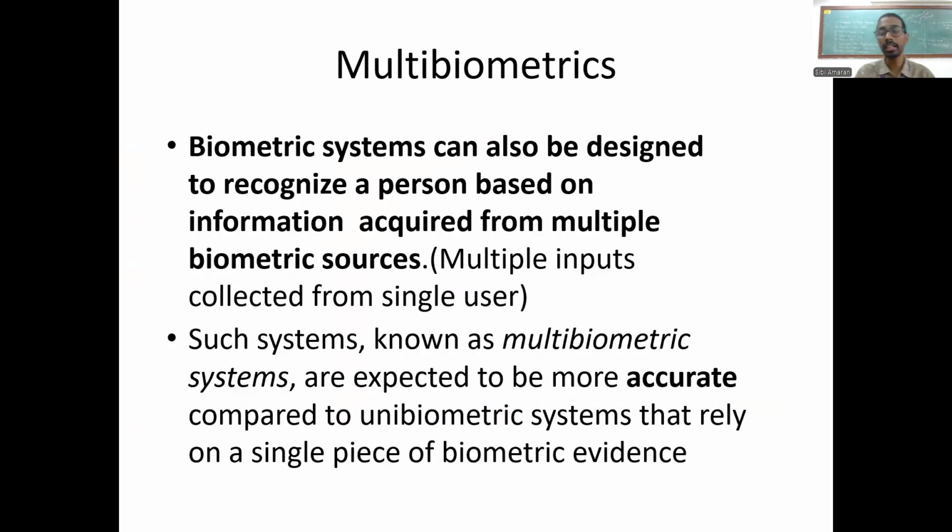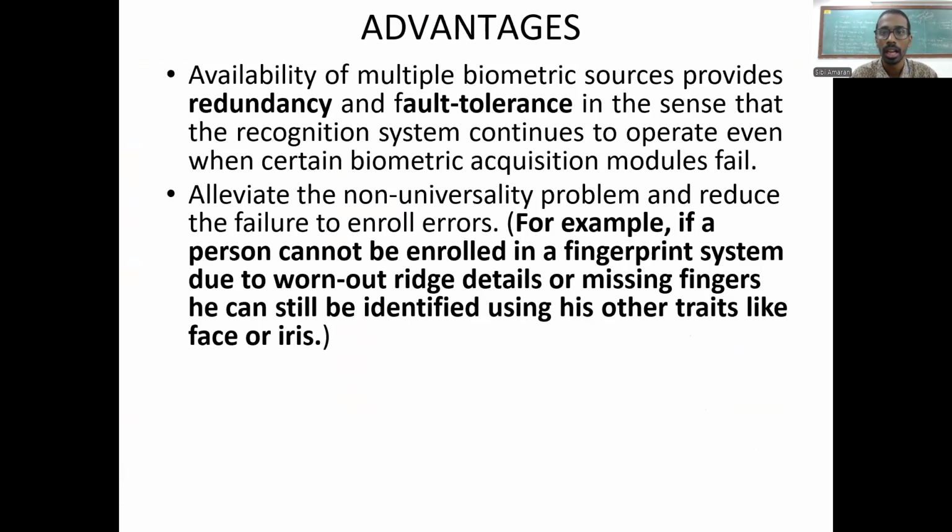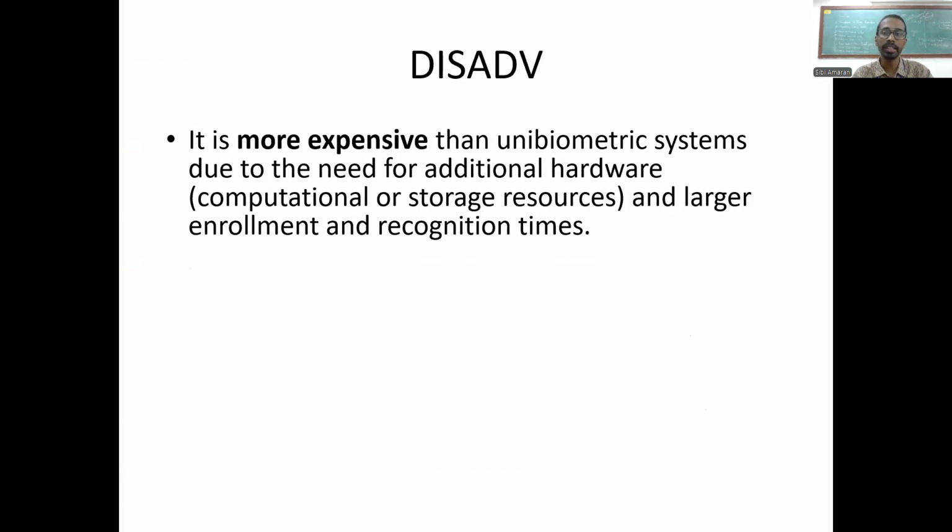So in the last lecture, we discussed what multi-biometrics is. Multi-biometrics means I'll be collecting multiple inputs from a single user. The advantage is that if one input is not functioning properly, we can manage with another input that we collected during the enrollment process. Second, we discussed the disadvantages. Multi-biometrics is only preferred for large scale industries, and not for small scale industries because it is more expensive.